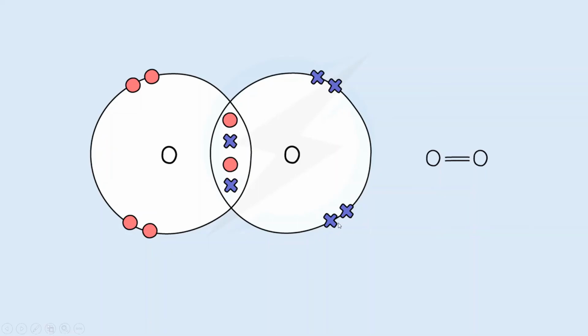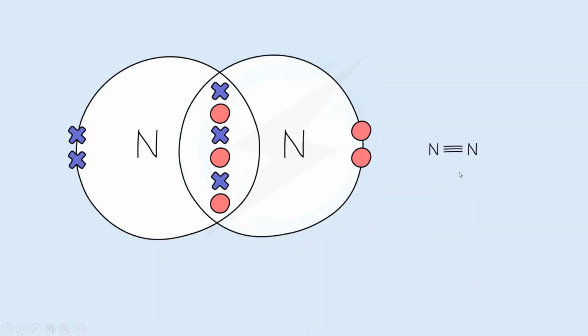That would mean that the oxygen atoms have gained 2 more electrons each, and both of them would now have 8 electrons in their outer shell, just like a noble gas. These 2 pairs, 1 and 2, are the bonding electrons, and these are the non-bonding electrons here. And that's why there's 2 lines here representing a double bond.